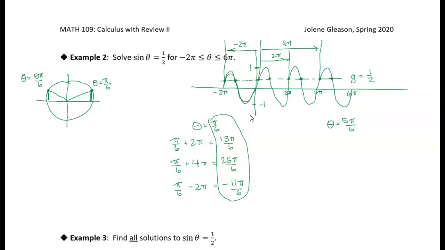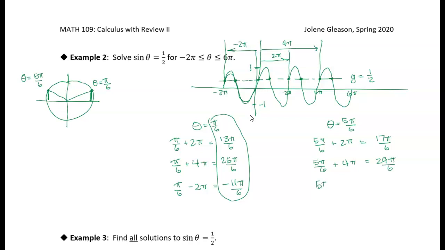Okay, those are all answers to this equation. All right, so I just need to do the same thing with 5 pi over 6. So 5 pi over 6 plus 2 pi. Okay, so I'm just adding 12 pi over 6, so I get 17 pi over 6. If I take 5 pi over 6 and add 4 pi, I get 29 pi over 6.